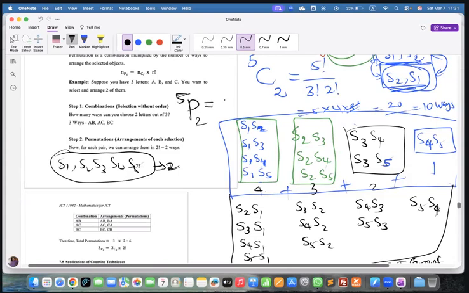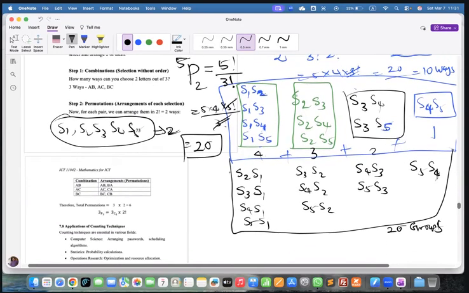5P2 is equal to 60. 5 factorial over 5 minus 2 factorial, which is 3 factorial. So 5 into 4 into 3 factorial. So 3 factorial we can cut down, right? So 5 into 4, 20 permutations.